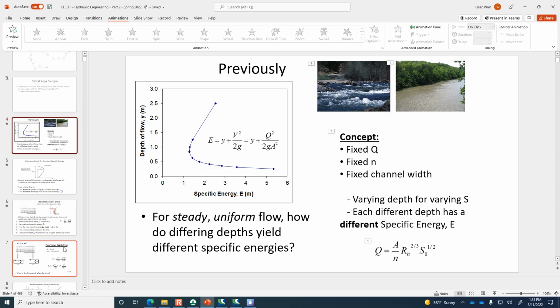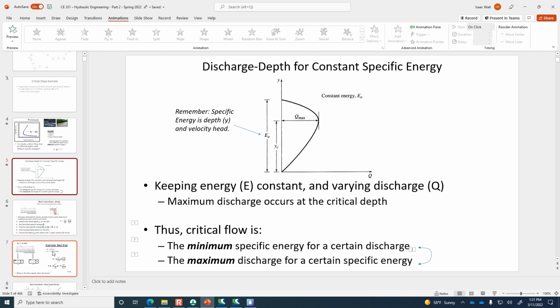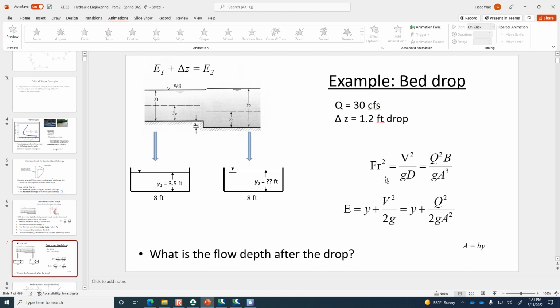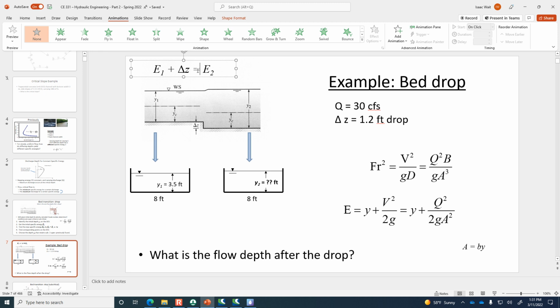Any questions about the calculations to find out the new depth after a drop down? What do you suppose you'd do if it was a drop up, a step up rather than a drop down? Subtract. You'd subtract delta Z rather than add delta Z. That's right.